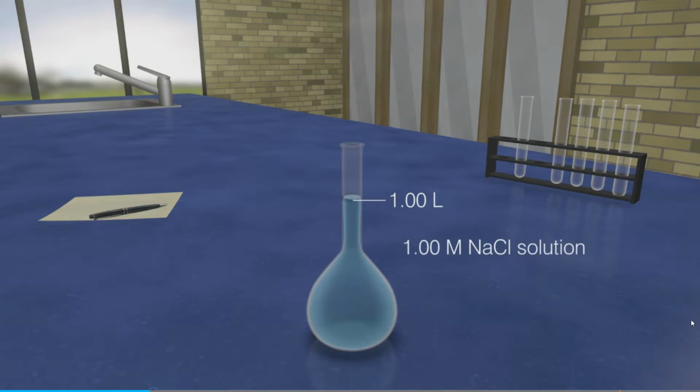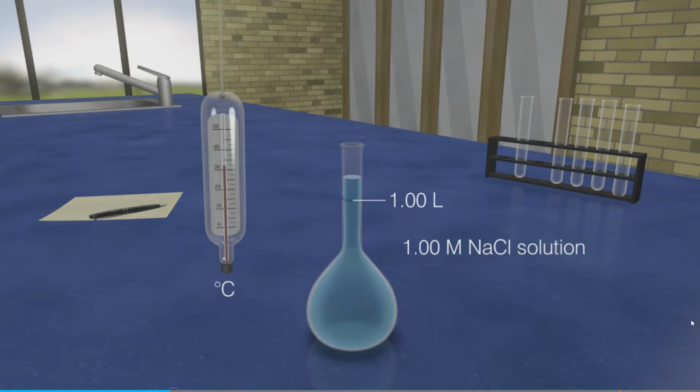The molarity of a solution depends on temperature. For example, if the temperature of a 1 molar sodium chloride solution rises, the volume of the solution expands while the amount of solute remains constant. This causes the molarity to drop below 1 molar.